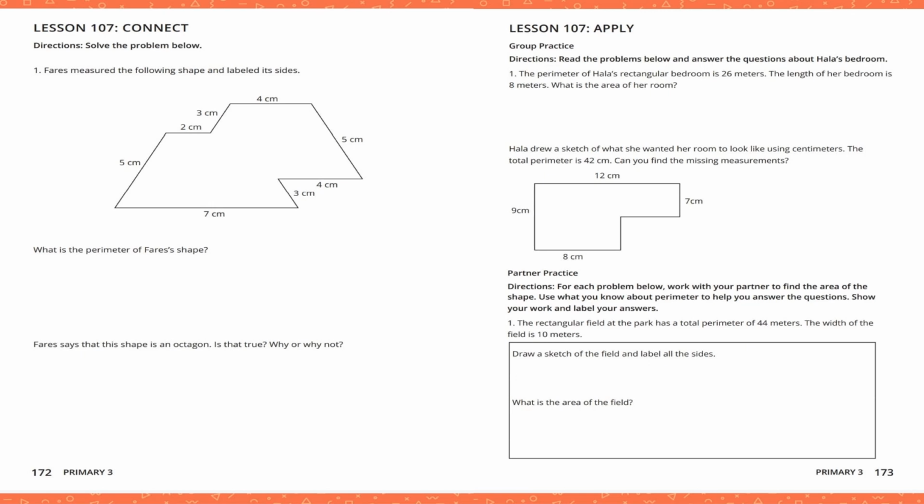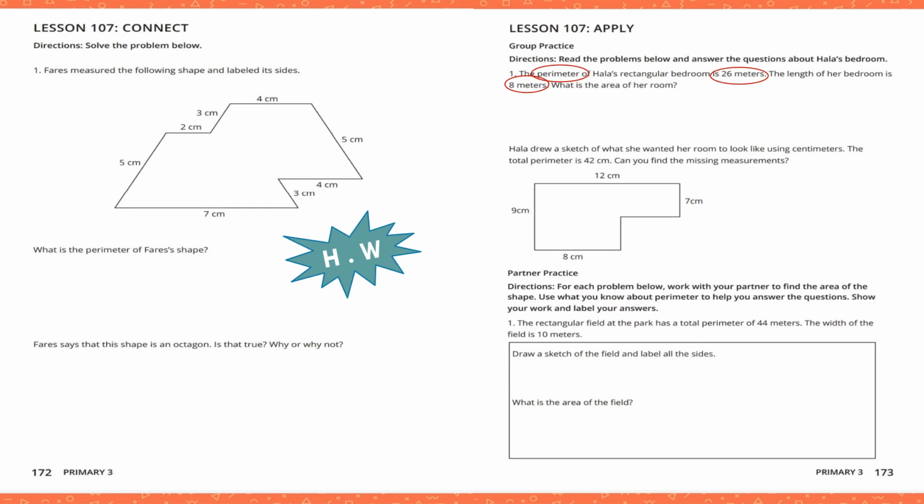Lesson 107, the connect part. Let's take this exercise as homework and move to the apply part. Number 1. The perimeter of Hala's rectangular bedroom is 26 meters and the length of her bedroom is 8 meters. What is the area of her room?